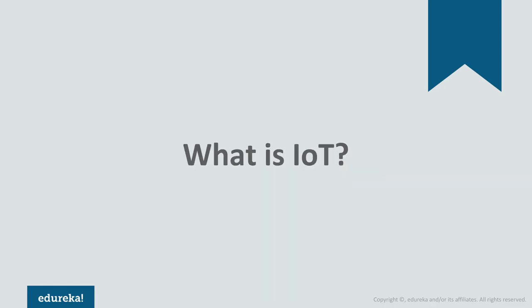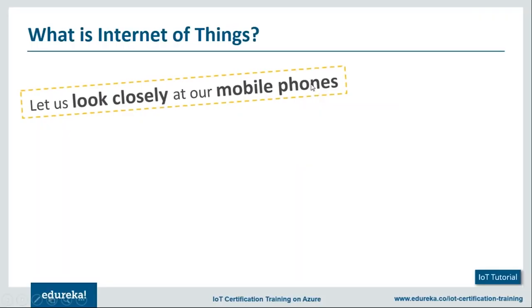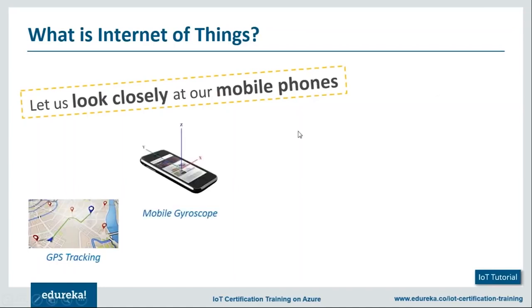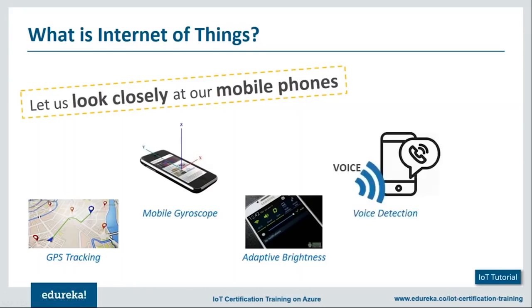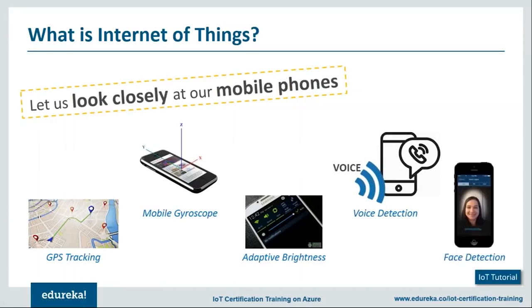Now, to help you understand what is Internet of Things, let's look at an example of our mobile phones first. Our mobile phones have GPS tracking. They also have a gyroscope. You have adaptive brightness, which gets adjusted based on the light falling on it. You have voice recognition, and you also have face detection, which identifies who is the user. Now, iPhone X is coming with face detection. So these are a lot of features that are coming pre-built on the mobile as such.